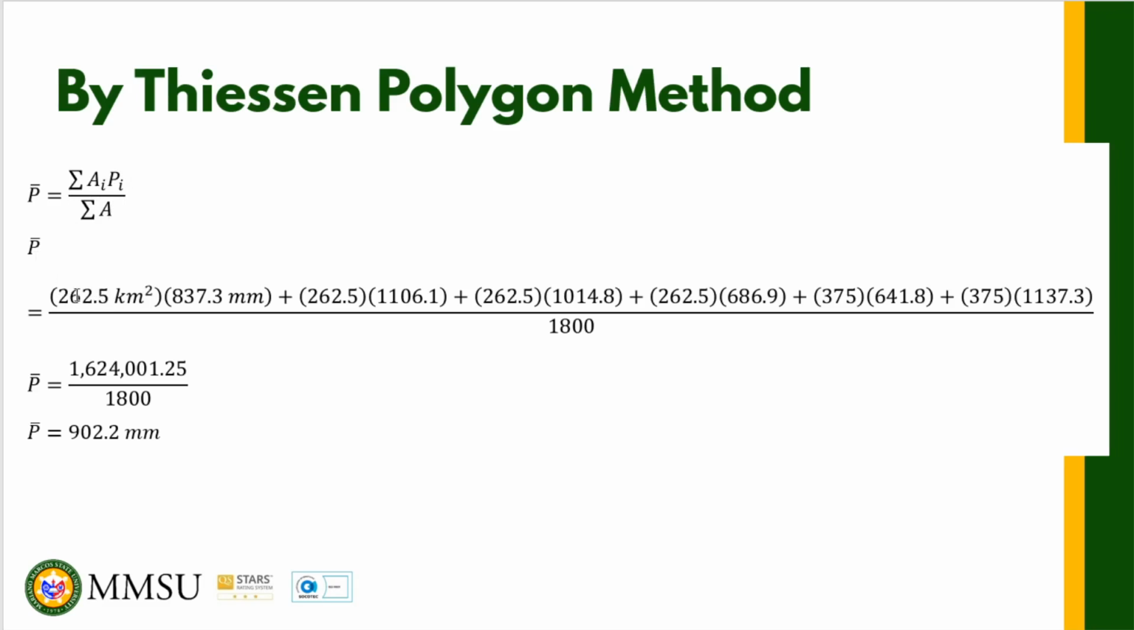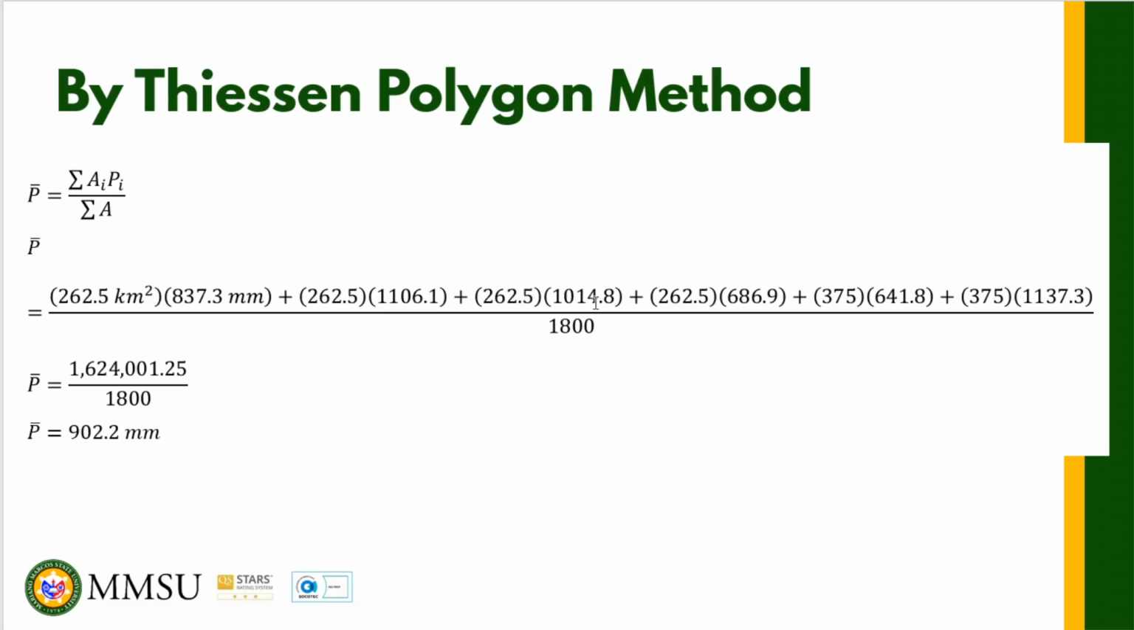So the numerator is equal to the product of the area and the precipitation. Okay, so for the station 1, the area is 262.5 and the precipitation is 837.3. Okay, so this 262.5 came from the Thiessen polygon dun sa AutoCAD natin kanina. Itong 837.3 come from the measurement at the station. This is given in the problem. Okay, so plus this is the second station. The area is 262.5. The precipitation is 1106.1 mm.